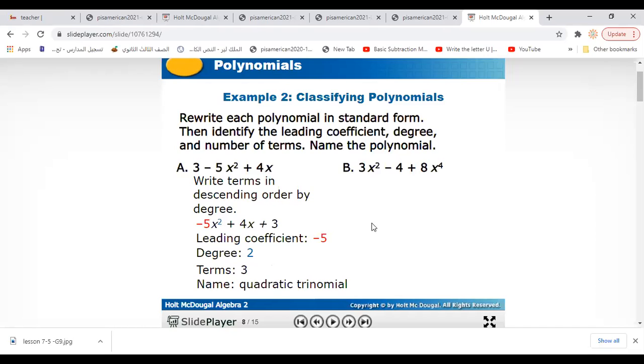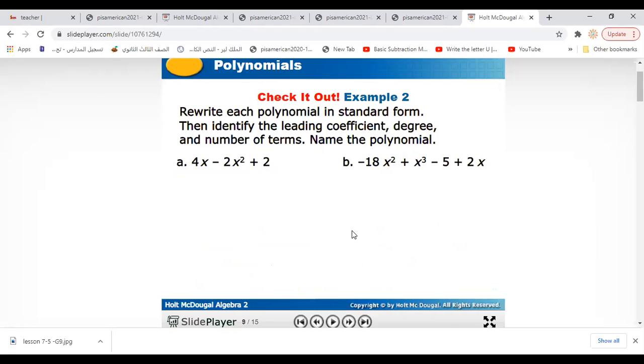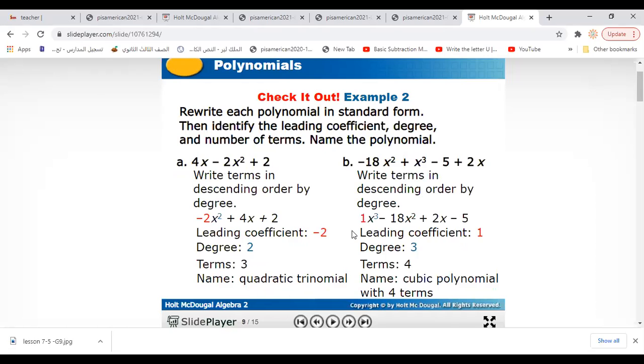Okay, quadratic trinomial. Another question, we will write it in descending order, so it will be 8x to the power of 4 plus 3x to the power of 2, and then we will find the leading coefficient, the first term, and then the degree, the number of terms, and the name. Any questions so far about this?